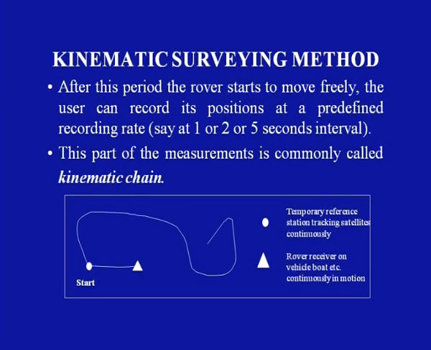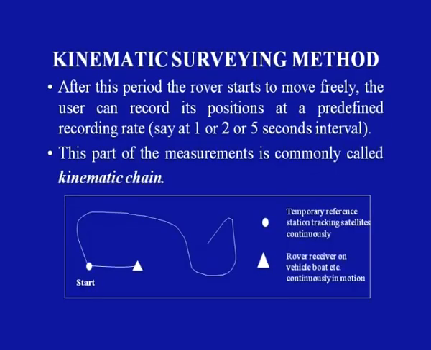the rover starts to move and it moves in a continuous mode as if a line is being drawn on the ground, and it is acquiring data at predefined intervals of time as 1 second or 2 second or 5 second, depending upon the manner in which the ground information varies.